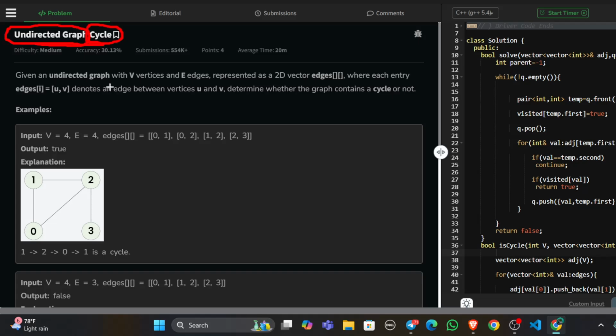In the question we can clearly see that there is an undirected graph with V vertices and edges. The edges are given, and we have to find whether there is a cycle. In this question, we are given four vertices and four edges.